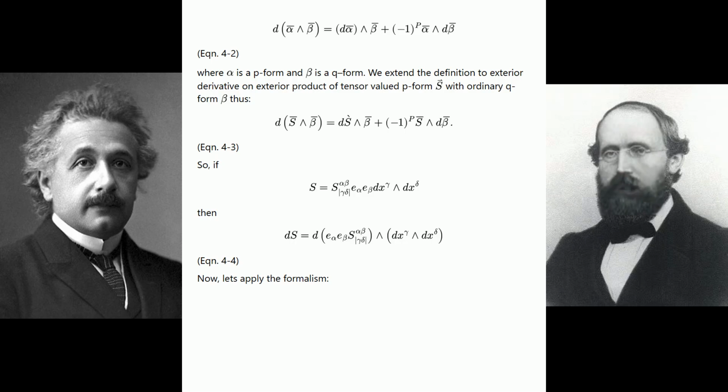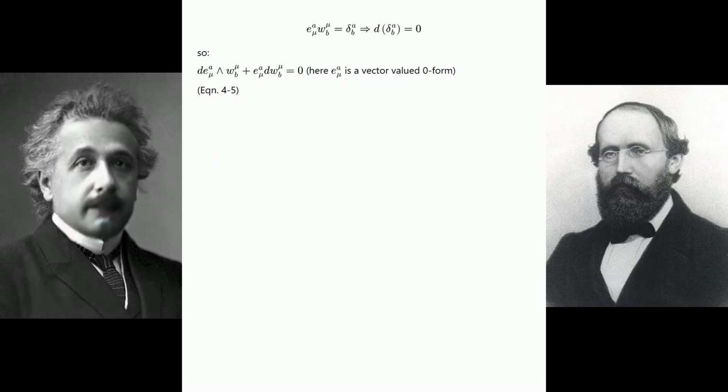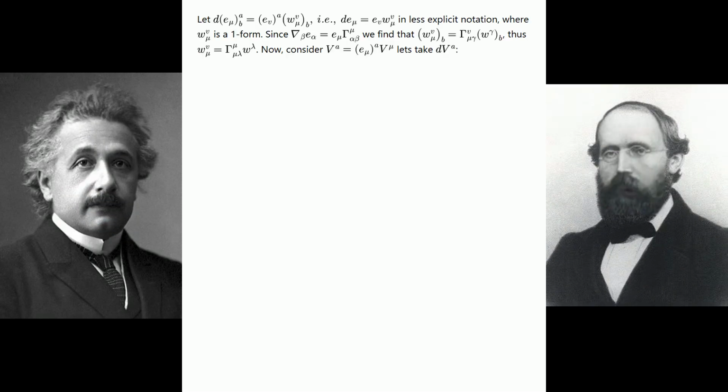Now, let's apply the formalism. See the equations. So, d e sub mu to the a and w sub b to the mu plus e sub mu to the a dw sub b to the mu equals 0. Here e sub mu to the a is a vector-valued 0 form. Equation 4-5. Let d e sub mu sub b to the a equals e sub v to the a times w sub mu to the v sub b, that is, d e sub mu equals e sub v w sub mu to the v in less explicit notation, where w sub mu to the v is a 1 form.